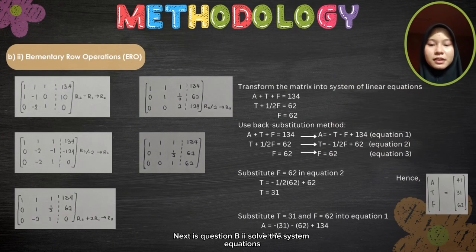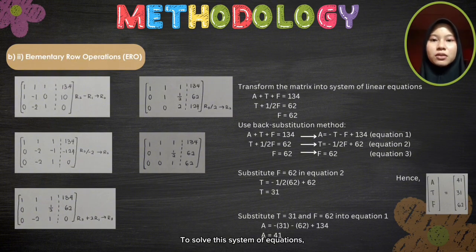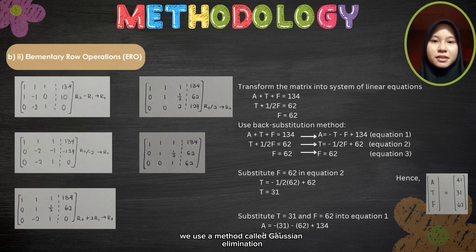Next is question B2. Solve the system of equations using elementary row operations. To solve the system of equations, we use a method called Gaussian elimination to turn our matrix into a simpler organized form. The main goal is to create a leading one in each row, which makes finding the final answer much faster and easier. We start with our initial matrix. We already have a leading one in the top left corner. We use it to clear out the numbers below it by performing the row operation R2 minus R1 to get new R2.